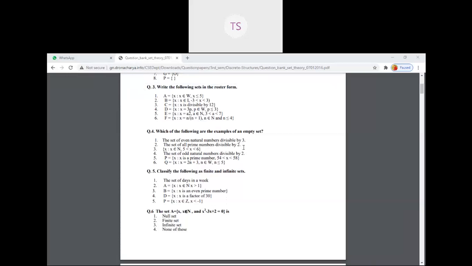Okay. Now, third one. X is a natural number and x lies between 5 and 6. That means x is a number which is between 5 and 6. Now tell me, in the natural number system, will you get any number between 5 and 6? Tell me which natural number you will get between 5 and 6.